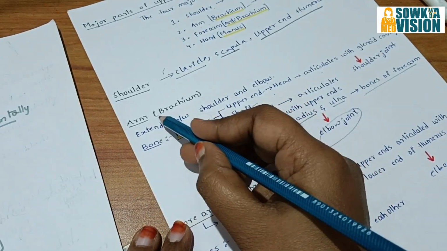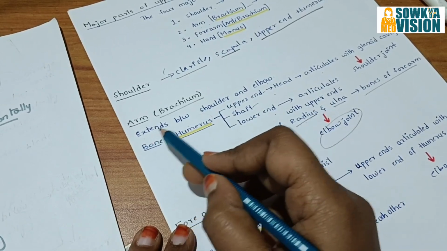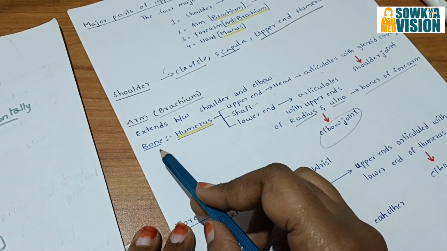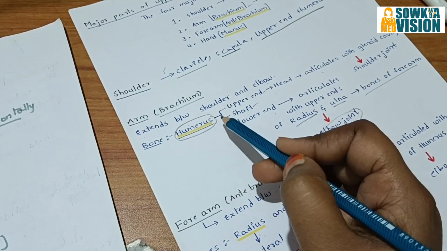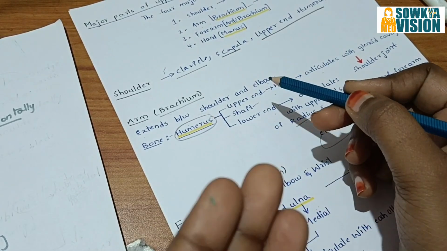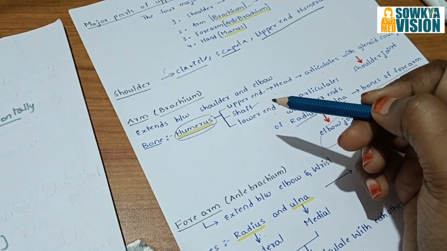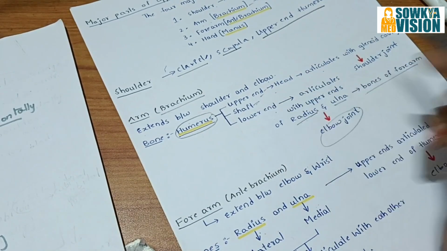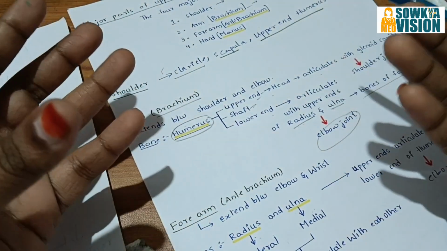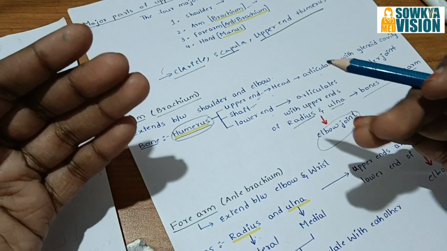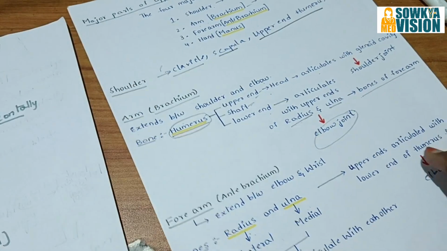Now arm, it is known as brachium, which extends between shoulder and elbow, which contains the main long bone humerus. It contains three parts. Normally a long bone contains three parts: upper end, shaft and the lower end. Upper end is involved in the formation of shoulder joint, lower end is involved in the formation of elbow joint, right?